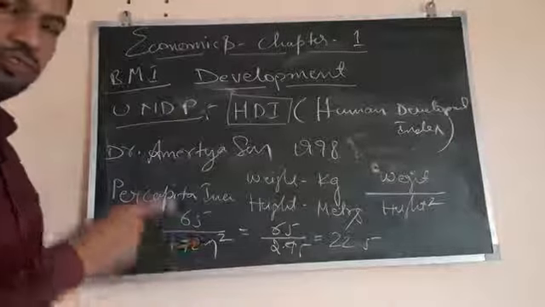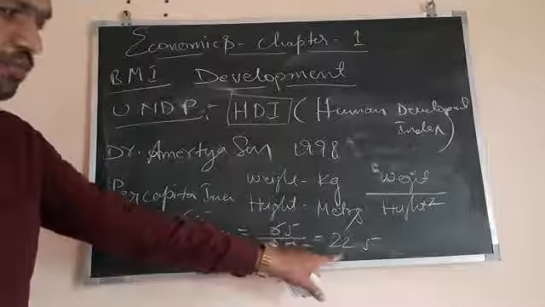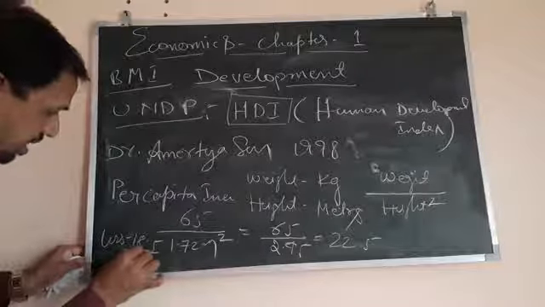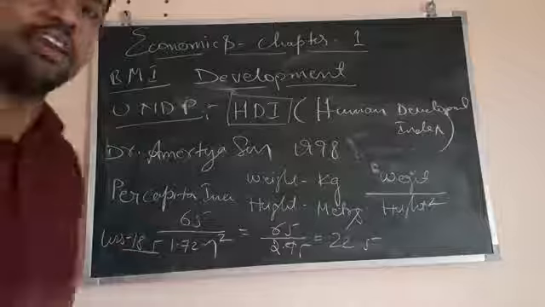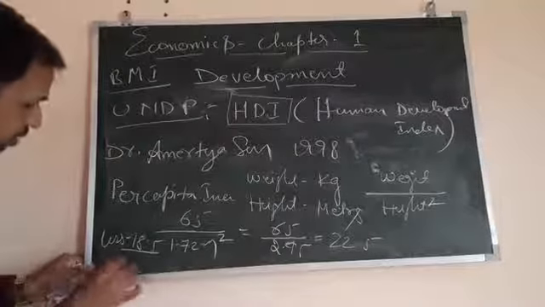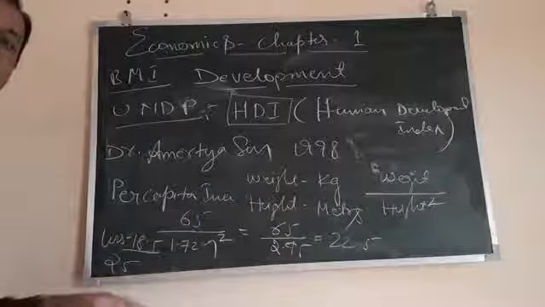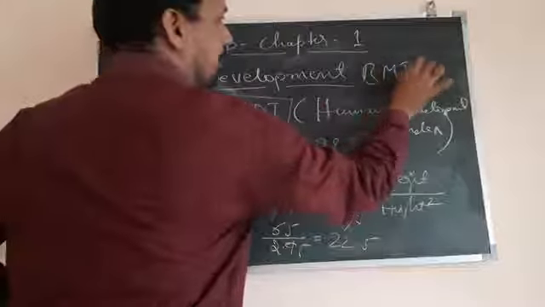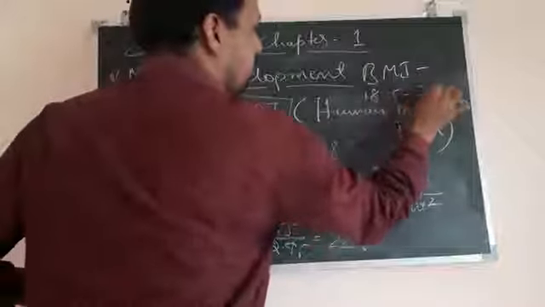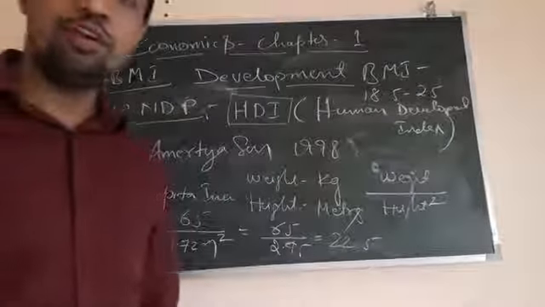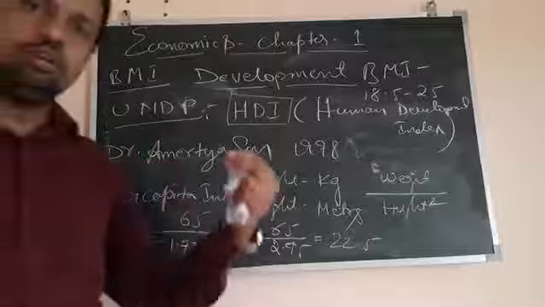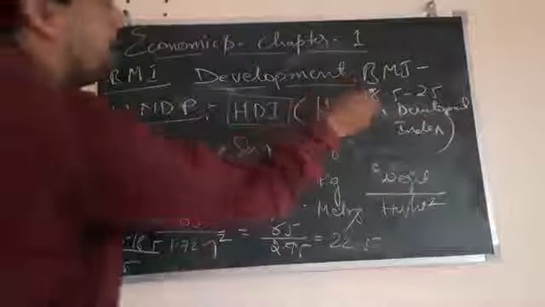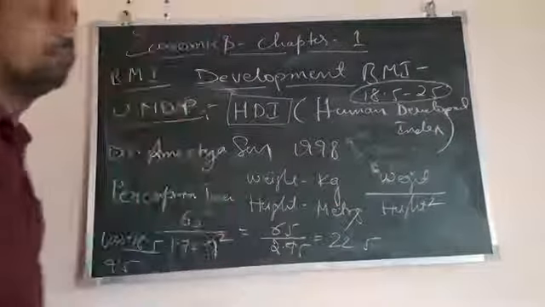If the answer comes less than 18.5, then you are underweight. And if it is more than 25, you are overweight. So, your BMI must be between 18.5 to 25. Then you have a healthy body. You say there is a sound mind in a healthy body. So, if you want to have a healthy body, your BMI should be between 18.5 to 25.